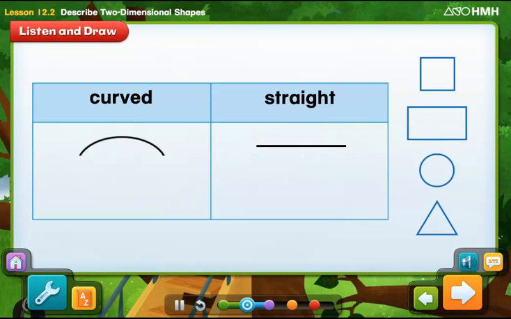Now let's sort the shapes into the correct group, curved or straight. Start with the square. Does the square have curved sides or straight sides? It has straight sides, so drag the square to the straight column, then click check.